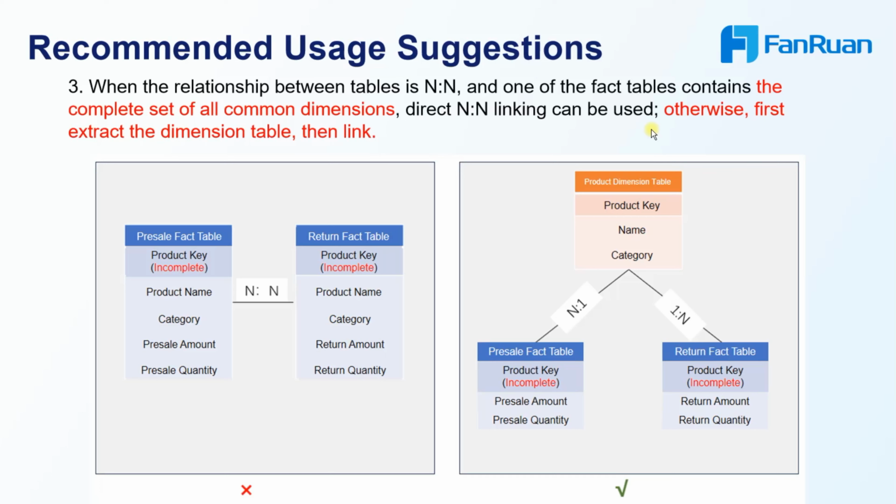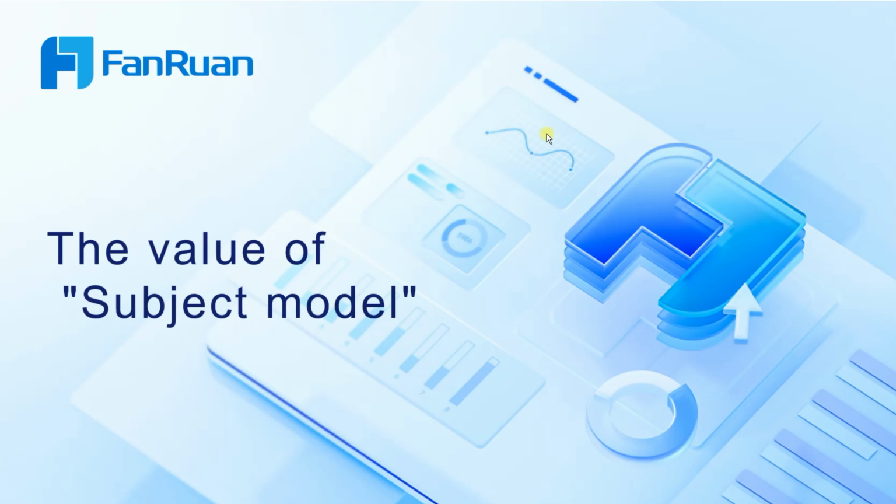Instead, you should first extract the product name and category from the pre-sales fact table, then combine it with the product name, category, and other product-related dimensions from the return fact table. Once this product dimension table is created, join it and perform a one-to-n, one-to-many association with the pre-sales fact table and return fact table. After this, you can proceed with your analysis. So, this is how we handle the overall usage of the model, which models are supported, and our recommendations for their use. Alright, let's summarize this part.